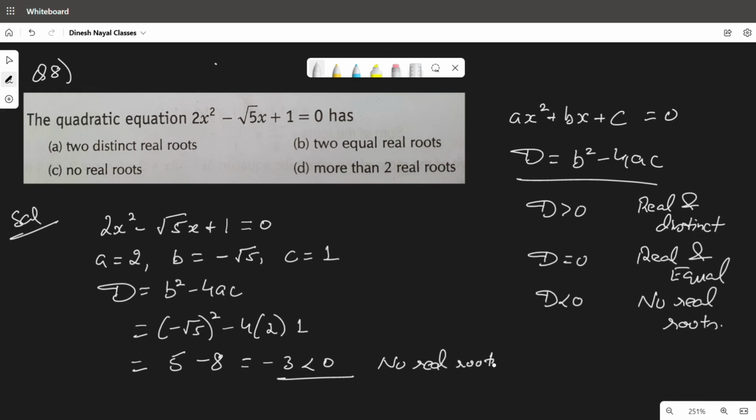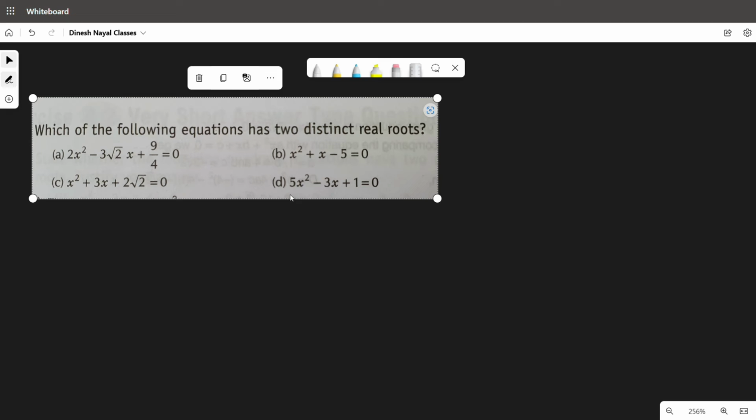No real roots. So the C part is correct. So question number 8, answer is C part. Now coming to question number 9. This is question 9.